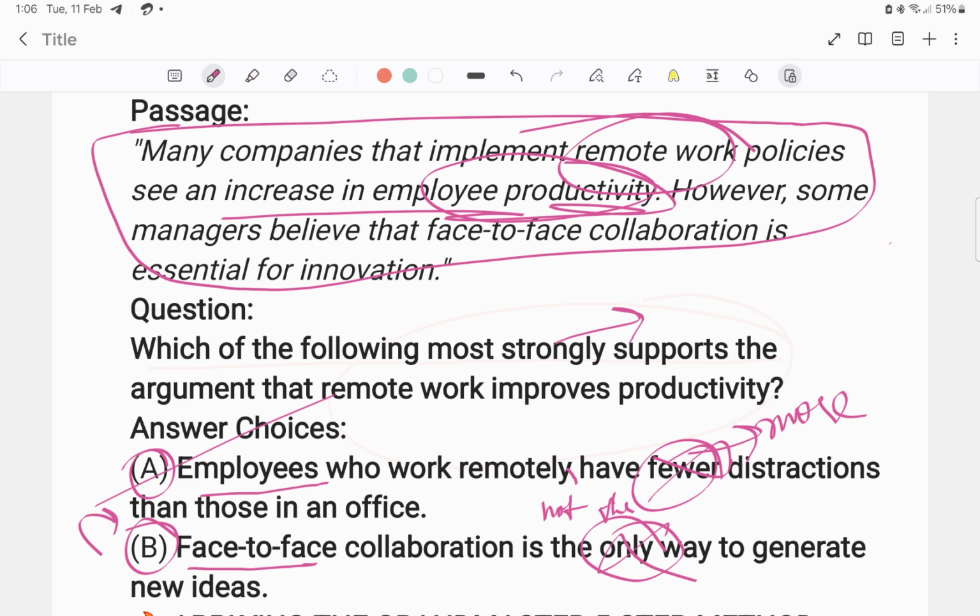Again, compare the remaining choices. A directly connects to productivity and strengthens when not reversed, and E is not about productivity, so it's out of the box. The final validation is A only. When we reverse A, what happens if distractions increase? Productivity decreases, proving that the original statement strengthens the argument. Fewer distractions. This is the correct answer.